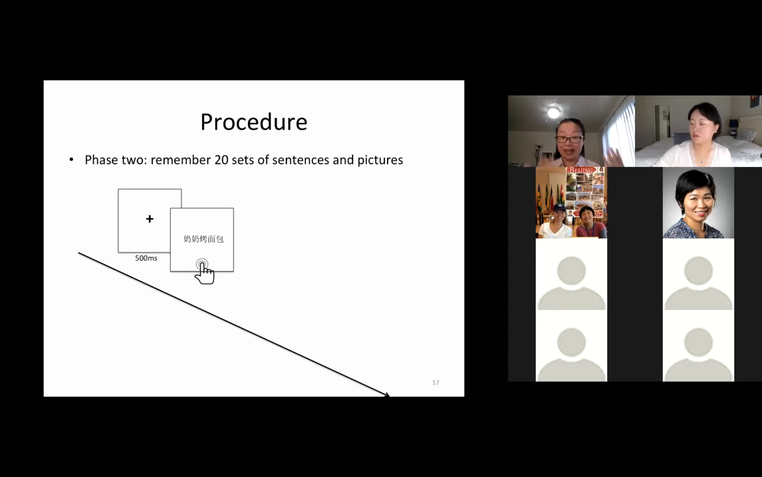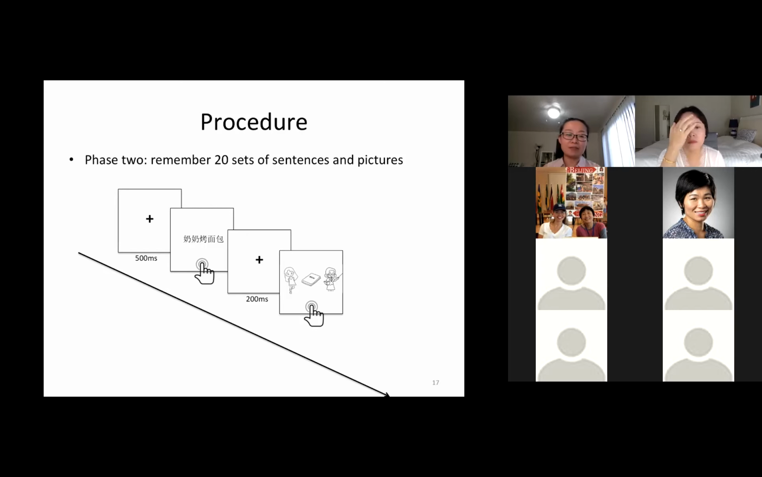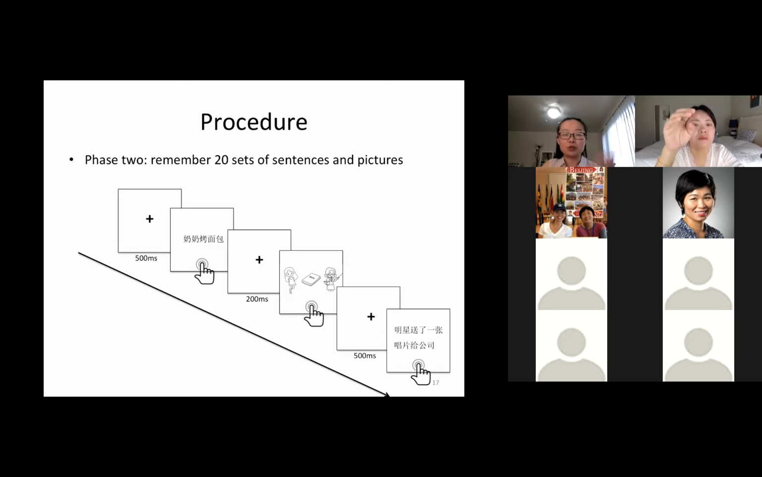After they remember, if they think they have remembered this sentence, they can press a button. Then there is a fixation again. So they will see pictures on the screen. Sometimes there are two pictures, sometimes three. This is one set. After one set, the second set starts, then a 500 millisecond fixation, and then a sentence, then a picture, like that. So participants are instructed to remember the sentences and the pictures.